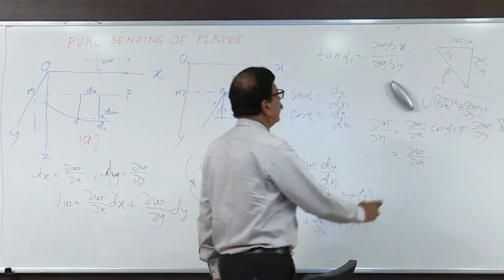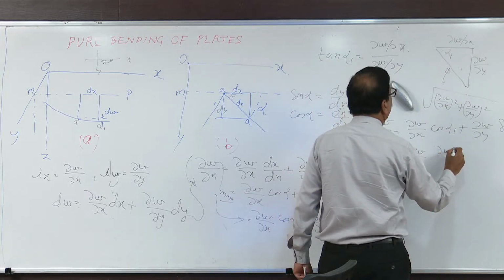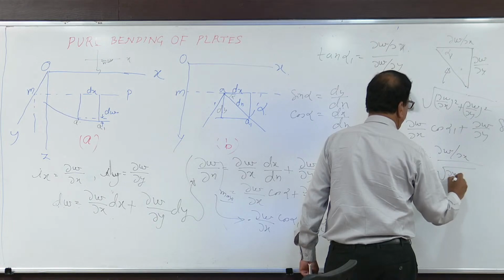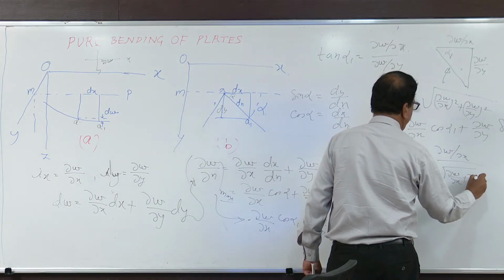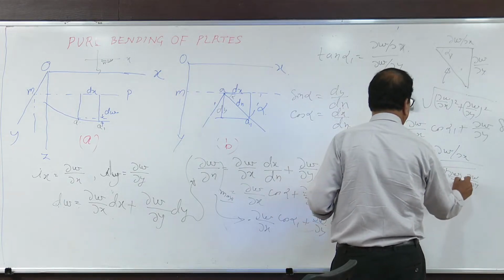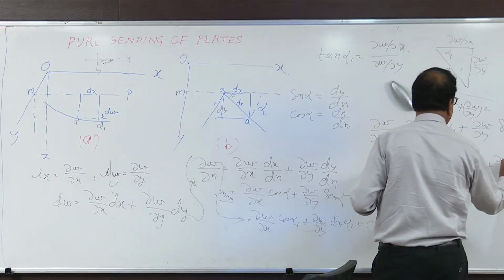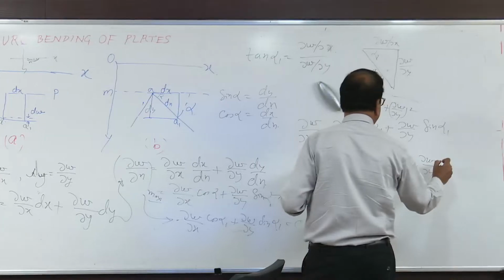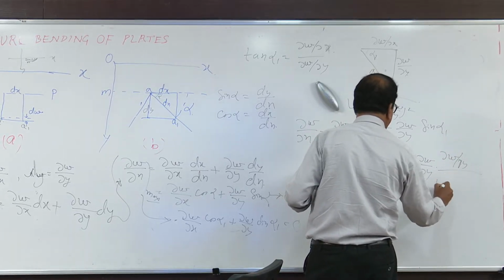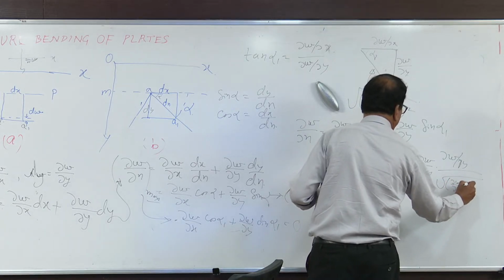On this triangle, value of cos alpha 1 is del w upon del x divided by under root of स्क्वायर है ना? Yes sir, square. Yes. Value of sin alpha 1 is minus del w upon del y divided by the same root.